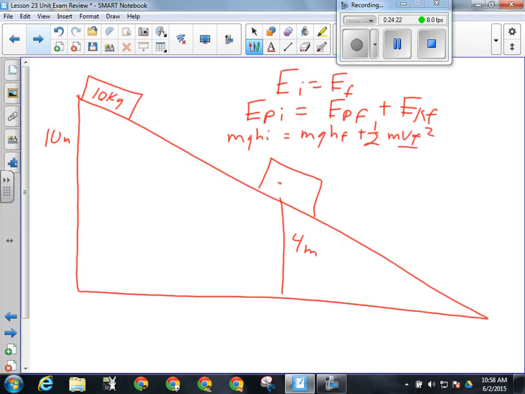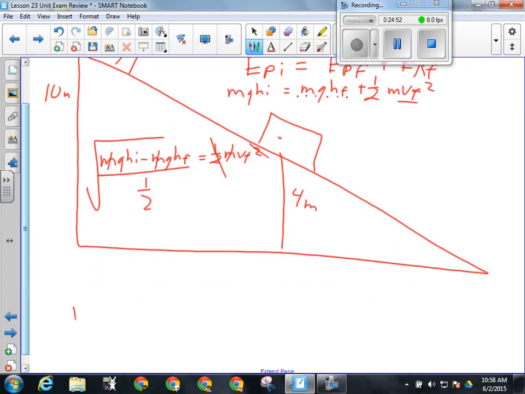So what do I do with this term right here? Subtract it over to the other side. That's going to leave me with mghi minus mghf equals 1/2 mvf squared. I can take the masses out because I don't need them. And now what do I do? Divide by 1/2 and square root. Okay, so now I've got VF.